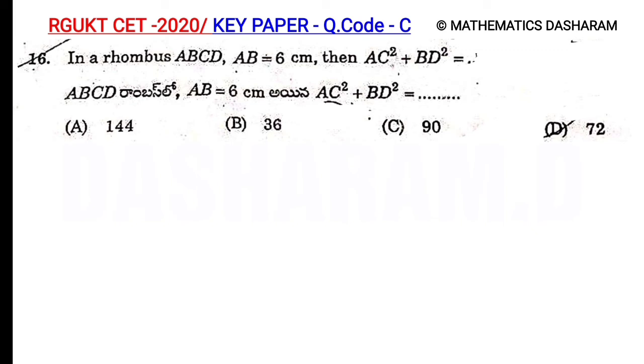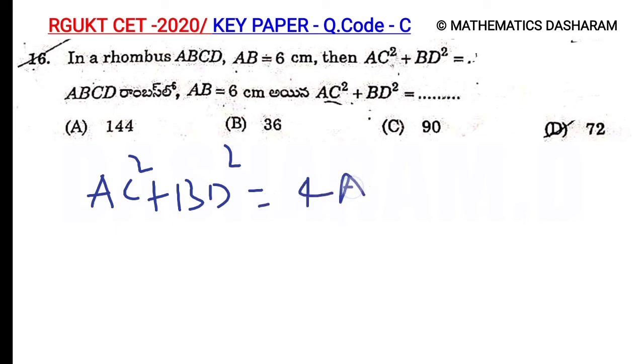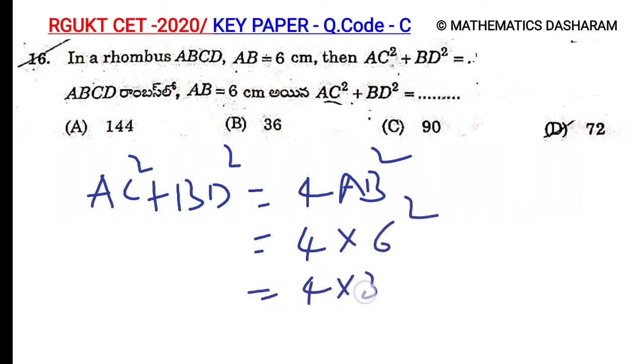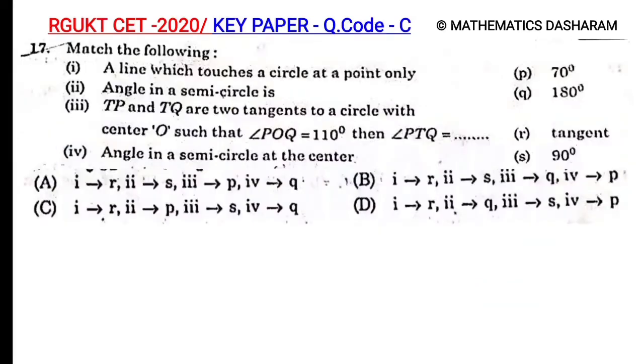16th question, in a rhombus ABCD, AB is 6 cm, then AC square plus BD square equals what? So we know very well AC square plus BD square, both are diagonals, is equal to 4 times the square of any side of the rhombus. So then 4 into AB value already given, that is 6 square. 4 into 6 square is 4 into 36, so 144. So option A is correct.